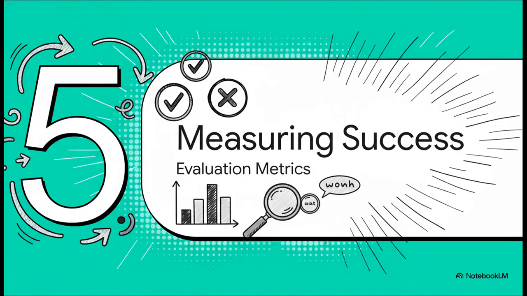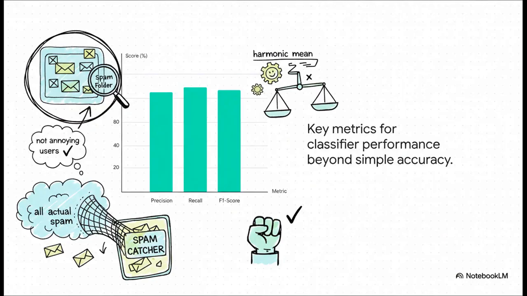So, we've trained our model. How do we actually know if it's any good? Well, you might be tempted to just look at overall accuracy, but in NLP, that can be super misleading. Imagine you're building a system to detect hate speech, where 99% of comments are fine. A model that just says everything's fine would be 99% accurate, but totally useless, right? We need better metrics. And this is where precision and recall are essential.